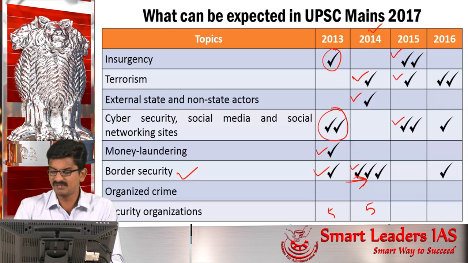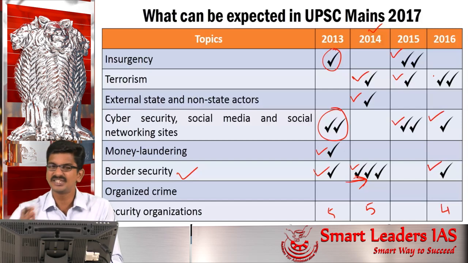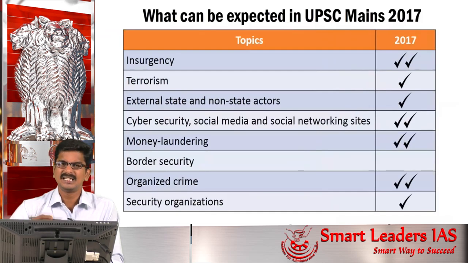Last year, there were only 4 questions, 2 on terrorism, 1 question on cyber security and 1 question on border security. If this is the trend for the last 4 years, what could be the trend in the next year? This is a prediction that we can mostly expect. But I also want to say, this is a prediction based on the last 4 years' examinations. So at best, it is too early to bring out certain topics which are important to cover.